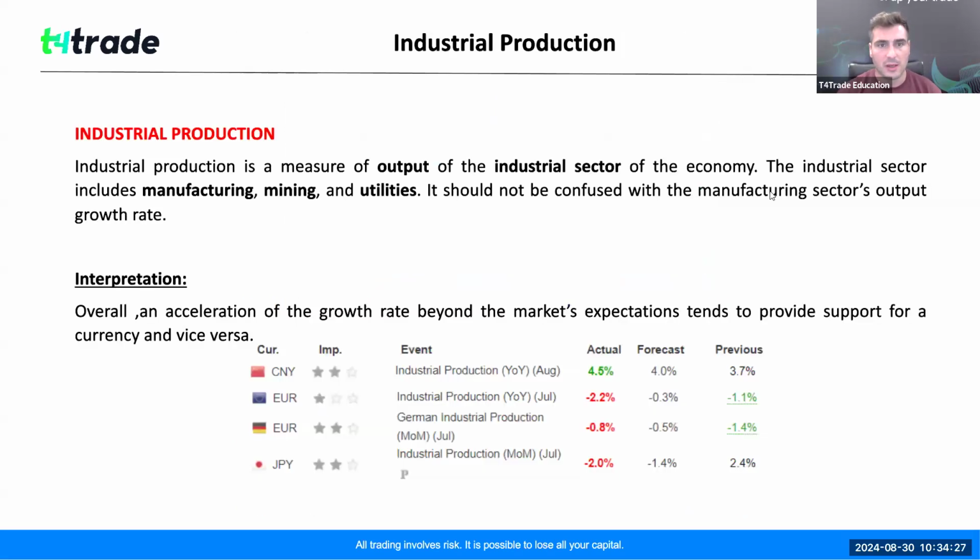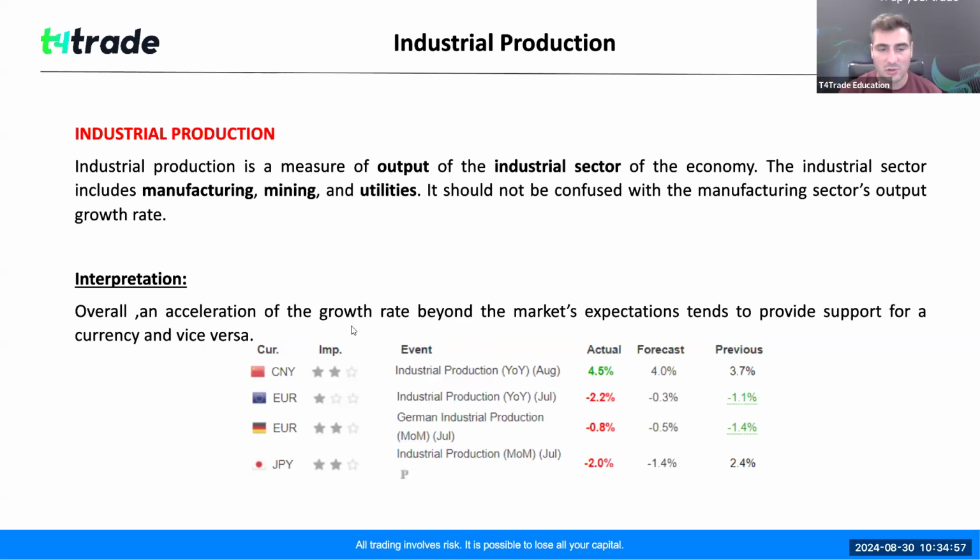Okay, so next up we have what we call industrial production. Industrial production is a measure of output of the industrial sector of the economy. The industrial sector includes manufacturing, mining, and utilities, three main categories. So it should not be confused with the manufacturing sector's output growth rate, not the same thing. It's also another lovely output measure that we like to pay close attention to.